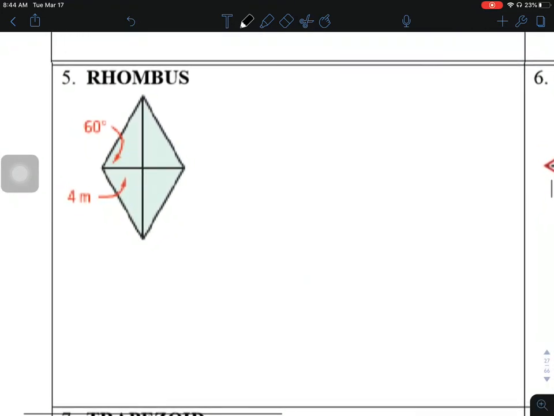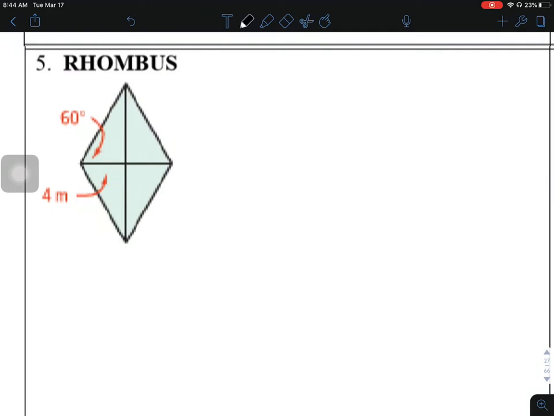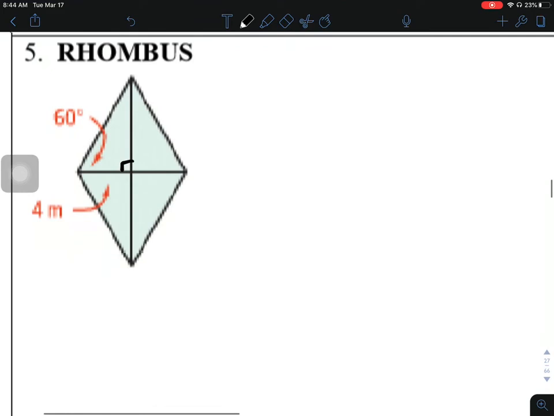Number 5, it says it's a rhombus. And boy, they don't give us much information, do they? A fact about rhombi, the diagonals are perpendicular to each other. That happens every time. So if this angle is 60 degrees, that means this one has to be 30. Opposite 30 is 4, this shows. That's the short leg. The long leg is 4 square roots of 3. And now we have enough information to do this.